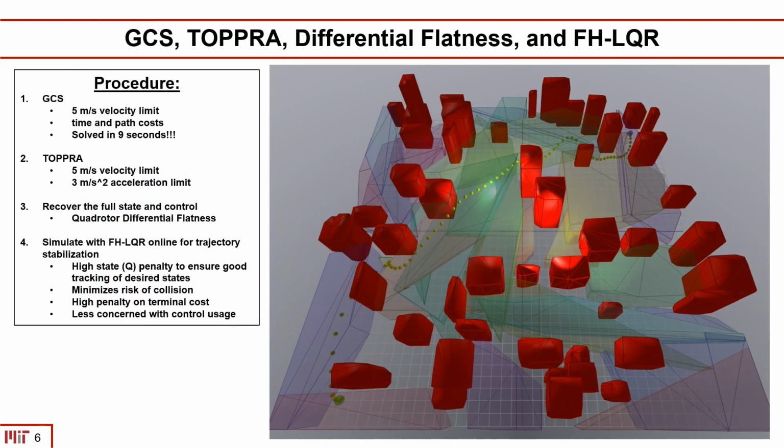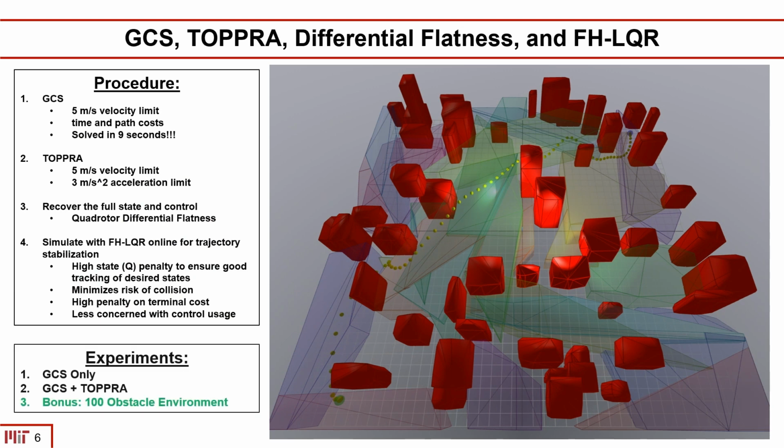Next, we run GCS with a 5 meter per second velocity limit, with time and path cost, which solved in 9 seconds. The trajectory is seen on the right. Then we retime with TOPPRA with the same velocity limit, but adding a 3 meters per second squared acceleration limit. Then we recover the full state and control using quadrotor differential flatness.